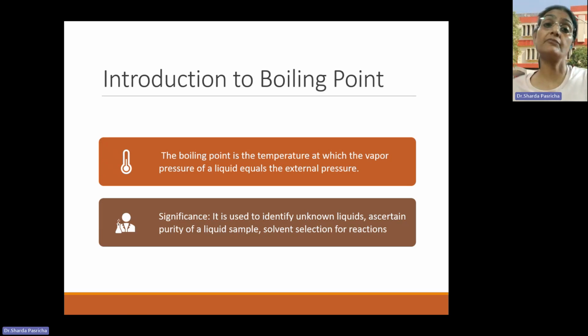What is the importance of determining boiling point of a liquid? The boiling point of a liquid can be used to ascertain purity of a liquid. It is one criteria of purity of a liquid. Also, it can be used for identification of unknown liquids and also to find a suitable solvent for the chemical reactions in the laboratory.